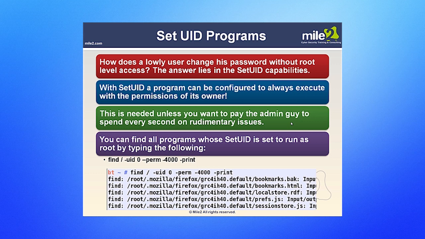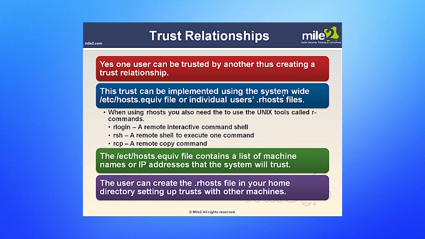So we can actually find all the programs that have this set UID established, and it's set to run as root by commands such as these, and they're actually trying to find all programs that have this set to run with root permissions, which could be quite helpful to allow users to do basic tasks without involving the administrator or someone with greater power.